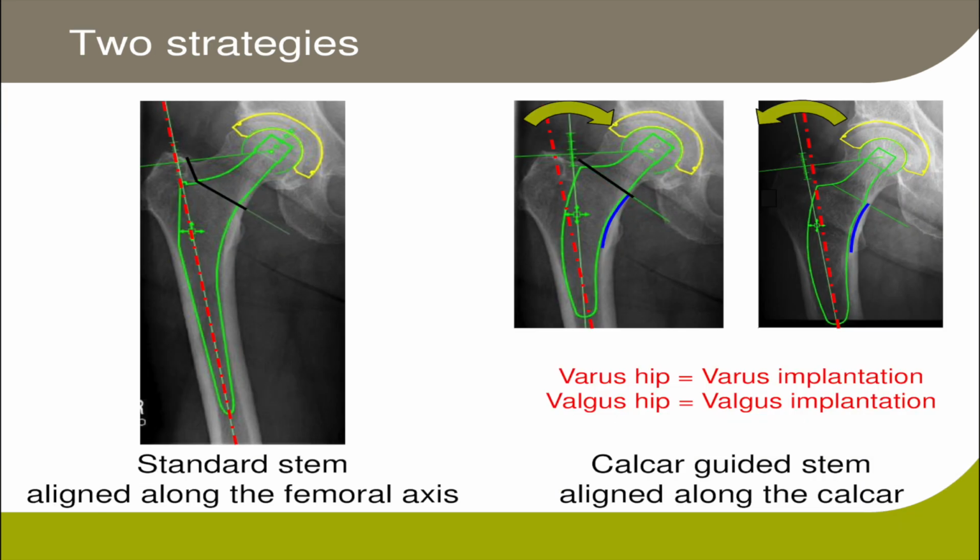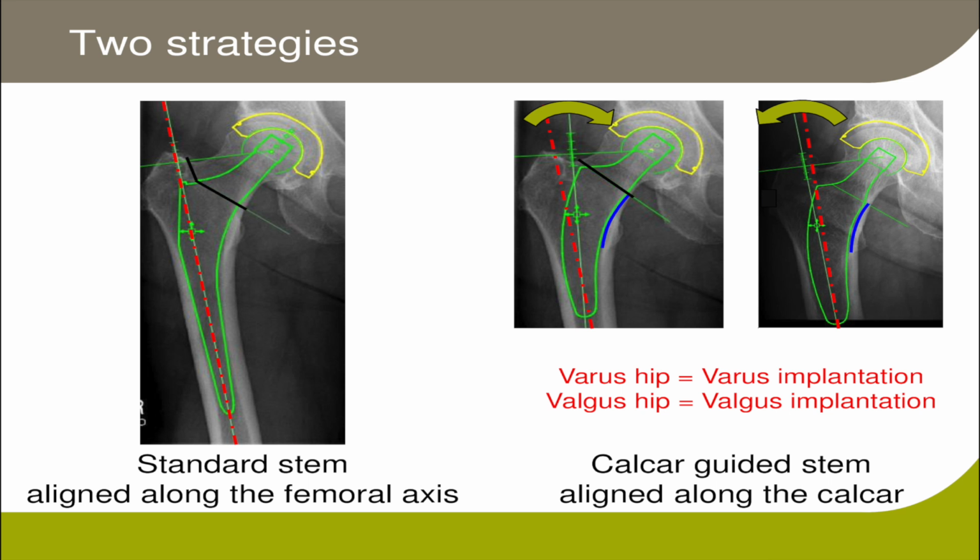There are different strategies to try to restore that offset. One strategy with a standard stem is to align the stem along the shaft and try to change the insertion depth and the neck length using extended and normal standard implants or lateralized and standard implants.